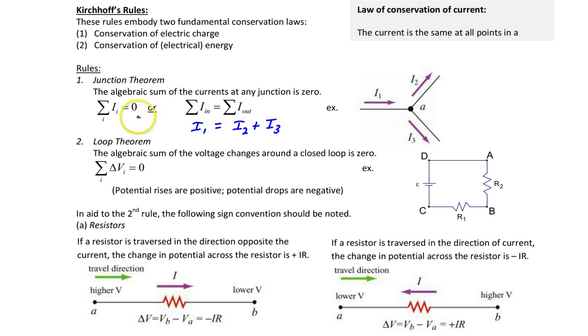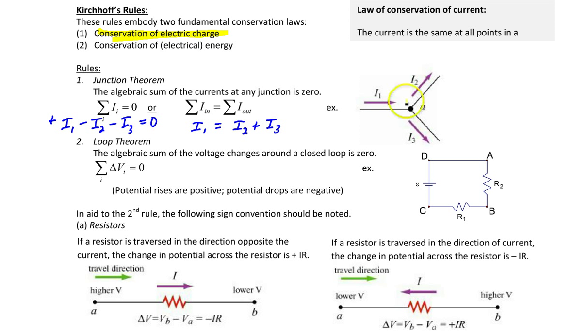Or it is commonly written in other textbooks that the algebraic sum of all the individual currents into a junction is 0. Meaning the currents that flow into the junction we would consider as positive, and the currents that flow out of the junction would be negative. And hence in this example, I1 minus I2 minus I3 is equal to 0. This rule is based on the conservation of electric charge.